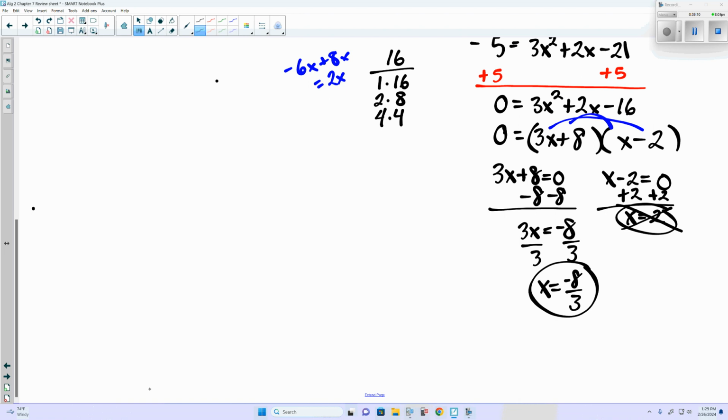Questions? Since the other one's a restriction, we just throw it out. So negative 8/3 is the only solution for this here. Questions on any of this here?